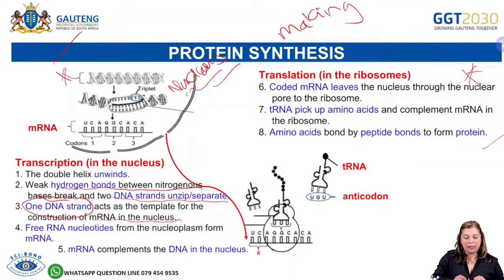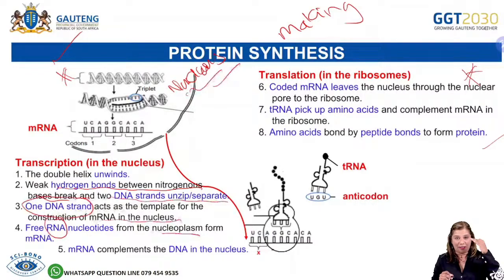And we got one DNA strand acts as a template. Now, prior to this, what had happened is the double helix unwinds, and then both strands act as a template. But now we only have one which acts as a template. And then free RNA, not DNA, free RNA nucleotides from the nucleoplasm. We call it nucleoplasm because it is the plasm or the liquid that is inside the nucleus. Hence we say nucleoplasm.